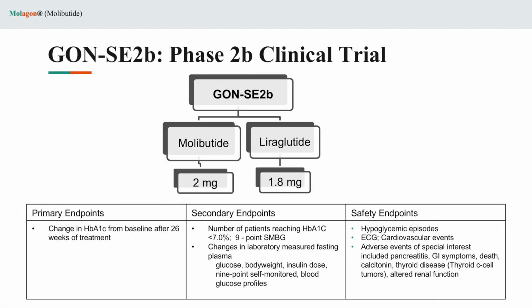This slide shows the trial design with half the patients adding on molybutide therapy, max dose set at 2 milligrams, or liraglutide therapy, max dose set at 1.8 milligrams. This will be added to their existing metformin therapy. The primary, secondary, and safety endpoints here stay the same as we want to stay consistent throughout the whole clinical development plan.